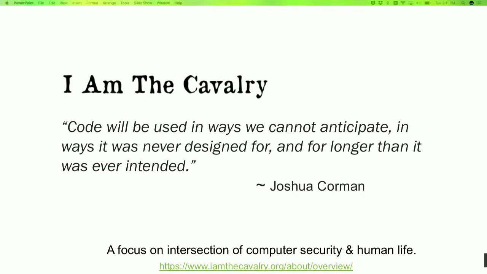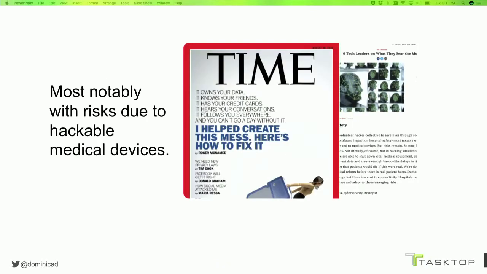Their work focuses on the intersection of computer security and human life. An example of the work they're doing is trying to reduce life-threatening situations due to hackable medical devices. Josh Corman's group got interviewed for Time Magazine this year. Big article in Time Magazine about the risk from hackable medical devices. In this specific case, there was an infusion pump in hospitals that allowed cyber attackers to take control of it, and the FDA and DHS, Department of Homeland Security, shut it down because of I Am the Cavalry.